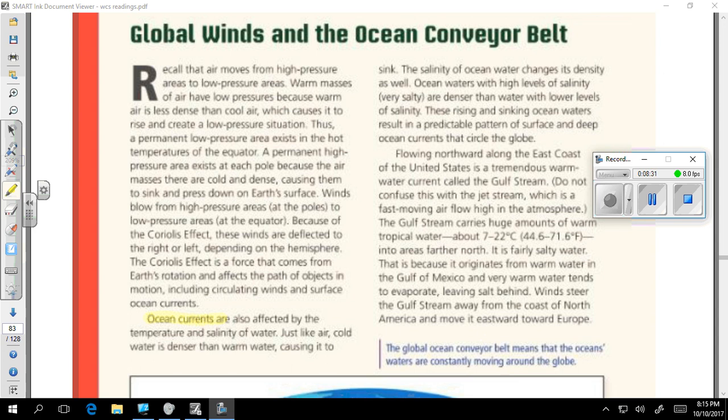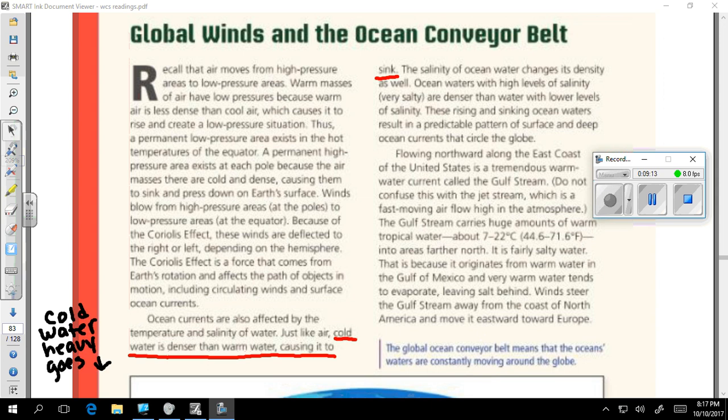Ocean currents are also affected by the temperature and salinity of water. Just like air, cold water is denser than warm water, causing it to sink. The salinity of ocean water changes its density as well. Ocean water with high levels of salinity, very salty, is denser than water with lower levels of salinity. These rising and sinking ocean waters result in a predictable pattern of surface and deep ocean currents that circle the globe. So the first thing that I need you to underline is that cold water is denser than warmer water, causing it to sink.